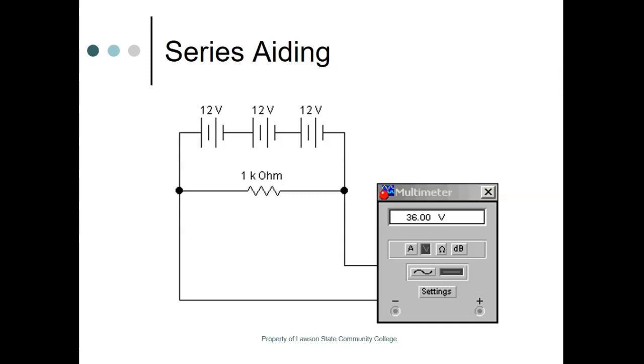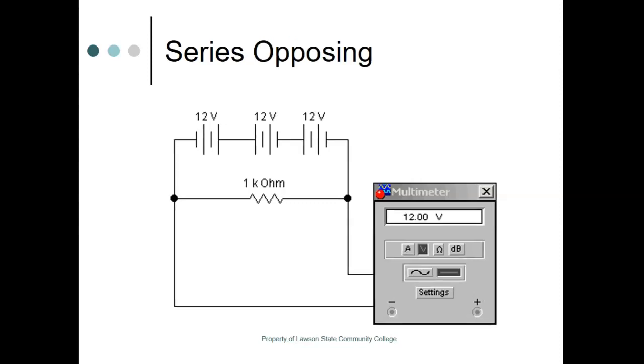So if these were 1.5 volt battery cells, you would end up with 4.5 volts, right? And then you have series opposing. By turning the middle battery or the middle cell the wrong way, we cancel out 2 of the cells that we put in. So instead of 36 volts, we end up with only 12 because 2 of them are fighting each other.